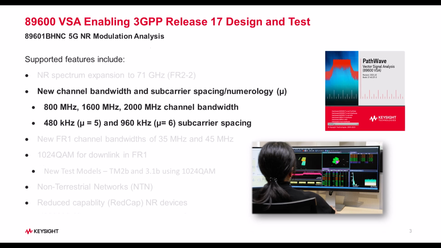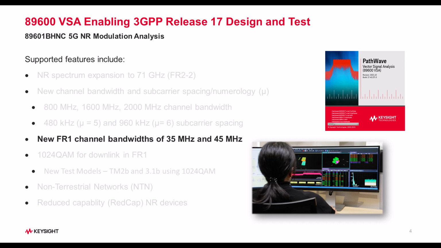For the FR2-2, 3GPP introduces 3 new channel bandwidths of up to 2 GHz and new subcarrier spacings of 480 kHz and 960 kHz to support the wide bandwidth. You will see this during my demo shortly.